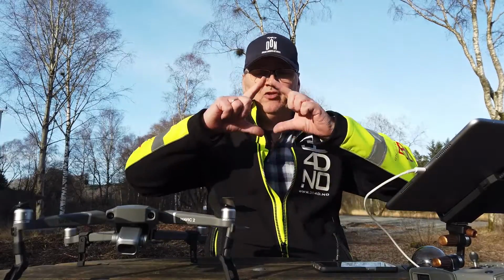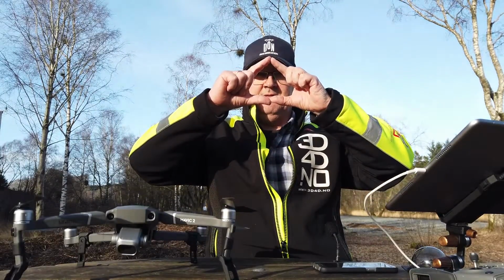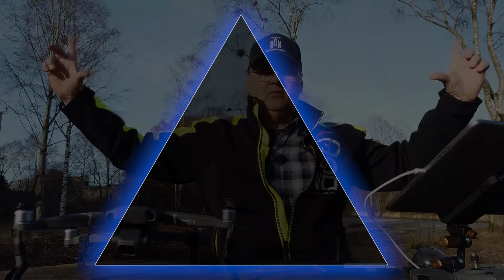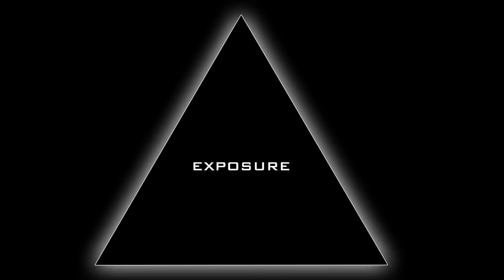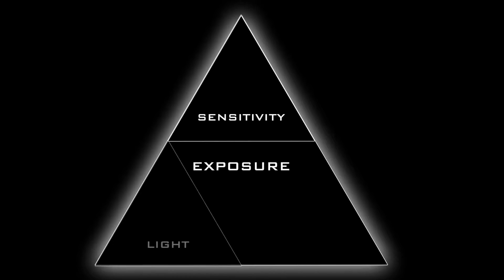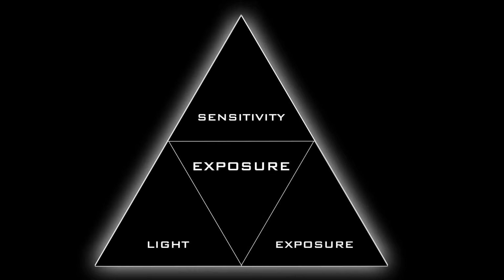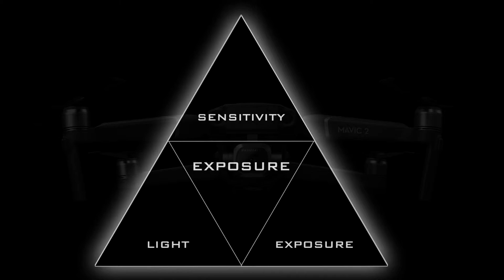And there's a little shape like this that contains the magic of the triangle of exposure. The three main components in exposure are sensitivity of the film or the sensor, light, the amount of light that hits the film or sensor, and exposure time, the time you let light expose to the film or sensor.